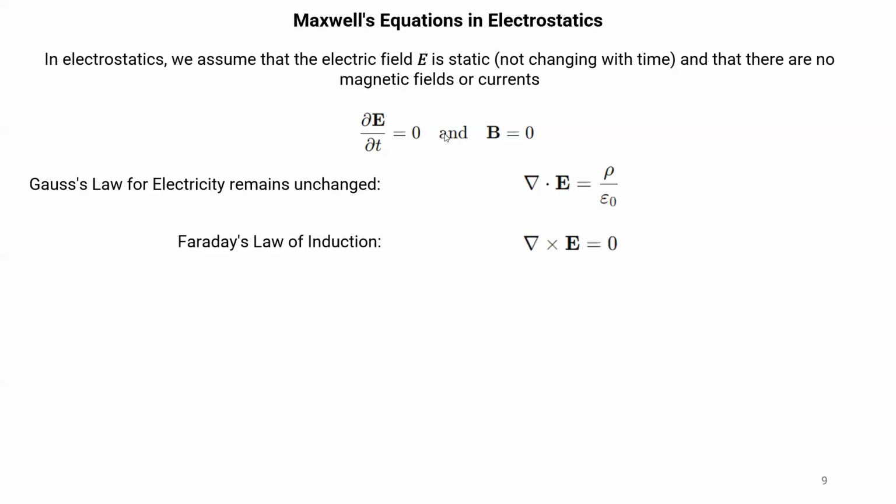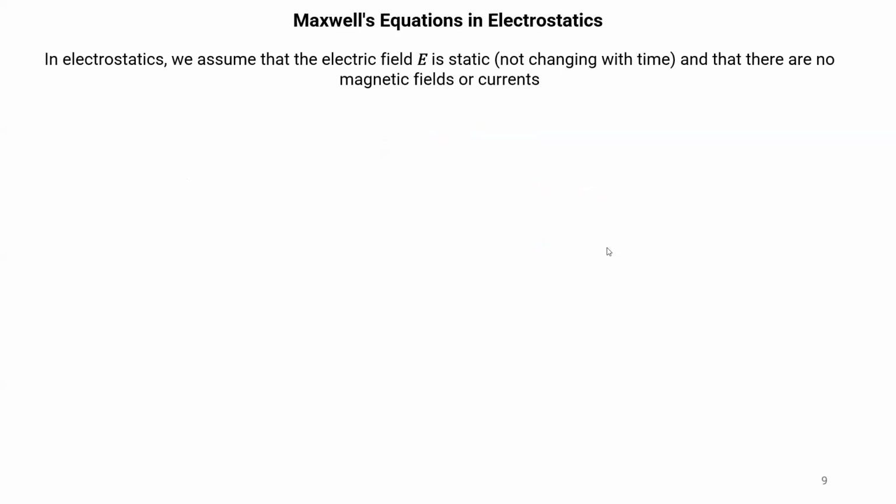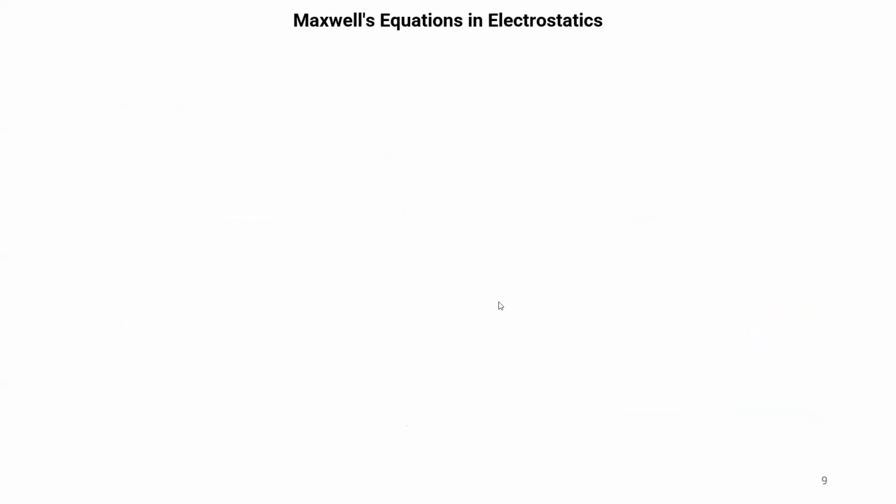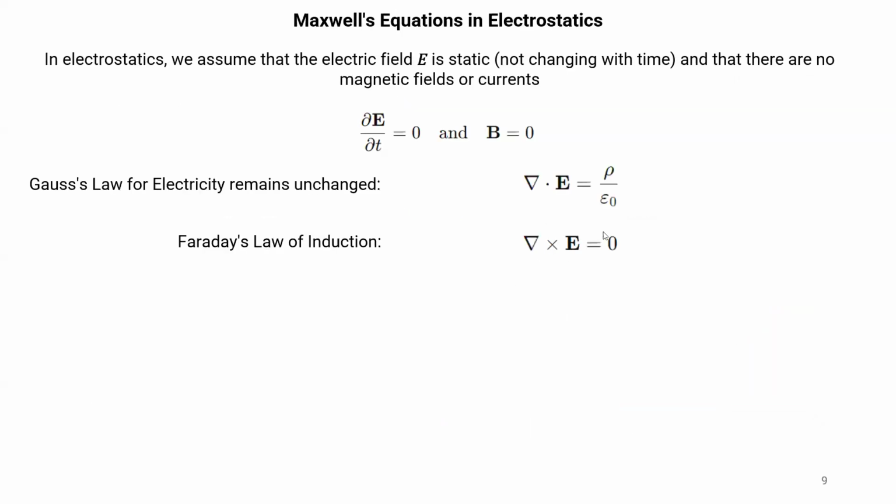So next, the Faraday law leads to the fact that the curl of electric field vanishes because here, without magnetic field, right, this equation, this curl of electric field vanishes, equal to 0. So this is my second equation.